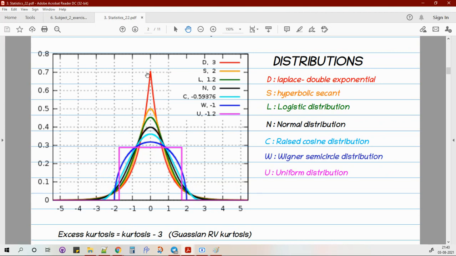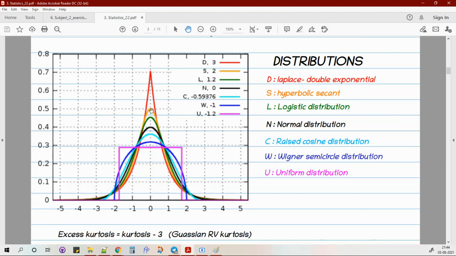As you go like this, the red distribution is nothing but the Laplace or double exponential distribution. If you take any side of it, it has a larger tail. See, here the red goes and I have this much of a tail, so there is very much tailedness. That's why it has the highest excess kurtosis. The kurtosis for this Laplace or double exponential is 6, and 6 minus 3 is 3.